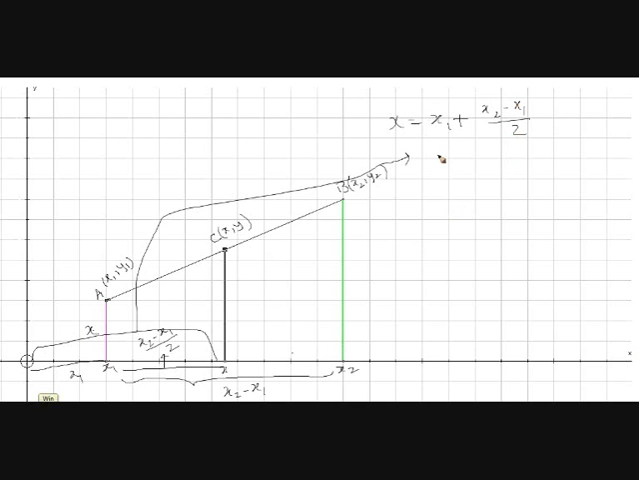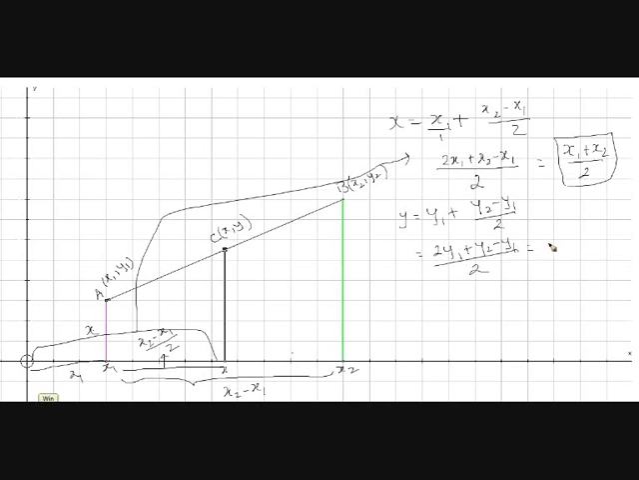Now if you simplify this, we get LCM as 2. We can take it as 1. So 2x1 plus x2 minus x1, which is x1 plus x2 over 2. This is the same formula we got in the previous part. The same way, y can also be found as y1 plus y2 minus y1 over 2. Ultimately, this gives you 2y1 plus y2 minus y1 over 2, which is y1 plus y2 over 2. So this again gives the same formula as before.